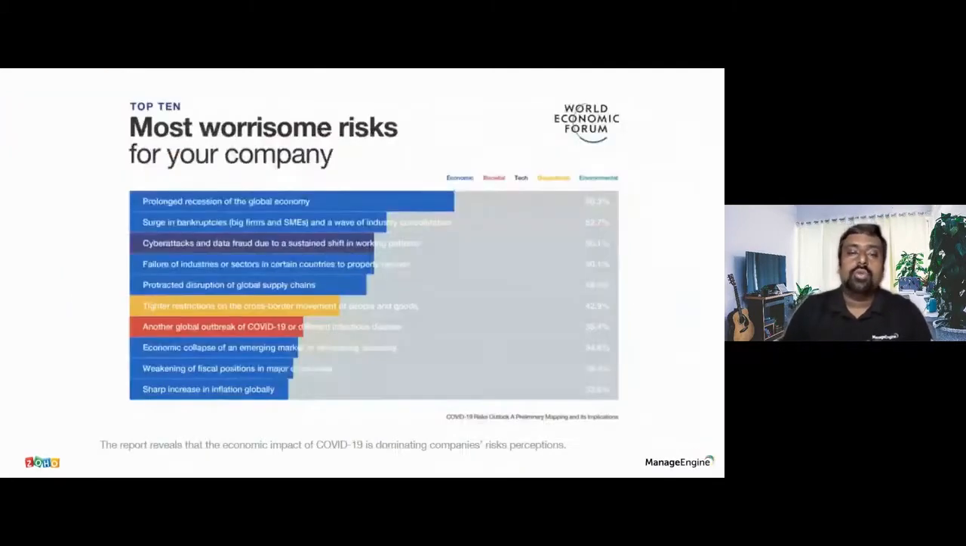And I also want you to look at the statistics from the World Economic Forum. While this whole COVID-19 has pushed everyone towards a work from anywhere culture, concentrate on the third point. What it says: cyber attacks and data fraud due to sustained shift in working patterns. Right. So that's what it means. The shift in working patterns.